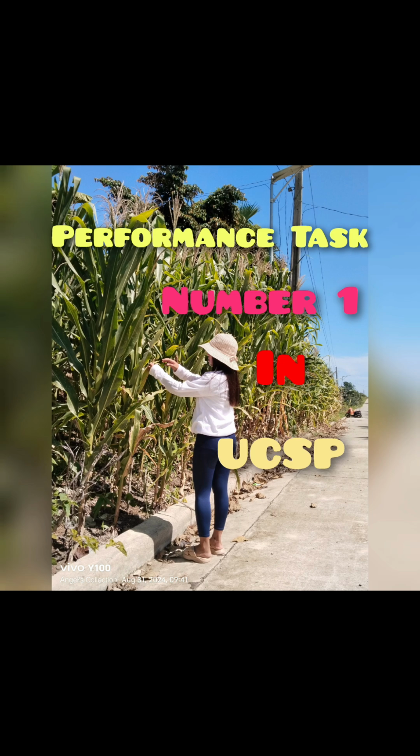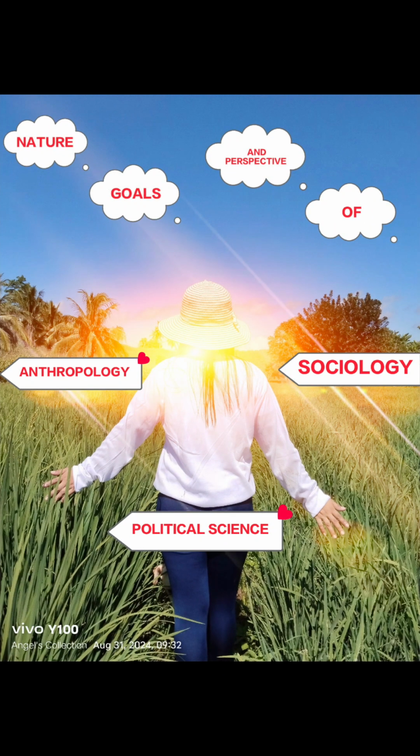Performance task number 1 in UCS. Nature, goals, and perspective of anthropology, sociology, and political science.